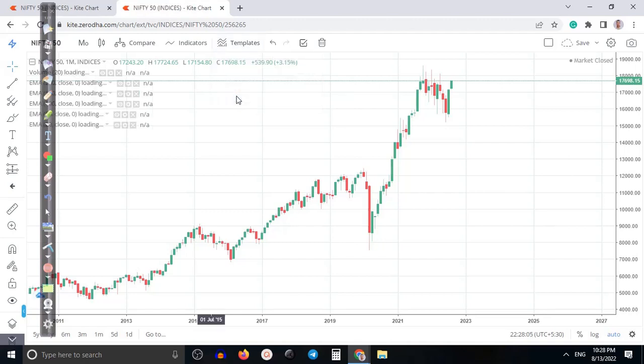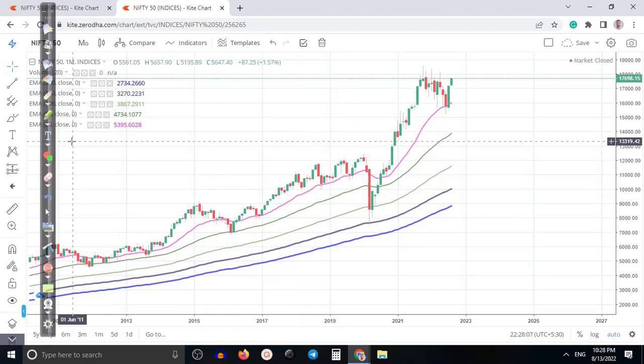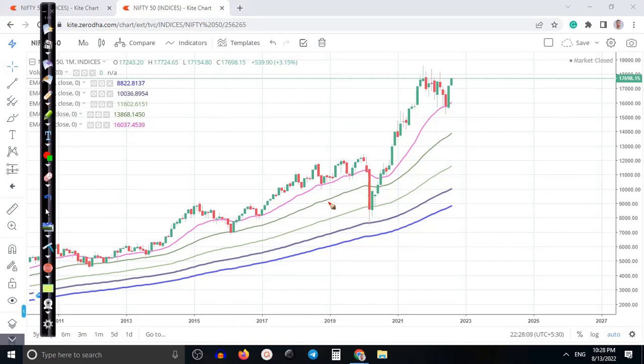So this is called market trend. Here I can see price is bouncing from the moving average 20. This one is 20, this one 50, this one 100 exponential moving average, this one 150, and the last one is the 200 exponential moving average in a monthly time frame. Means monthly price is in a clear uptrend.